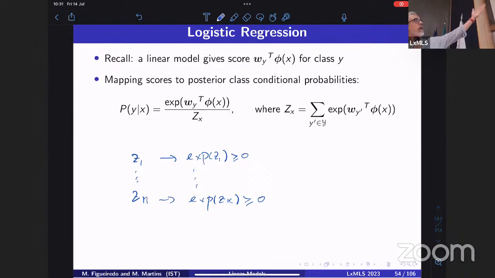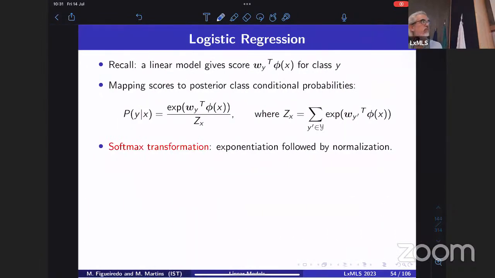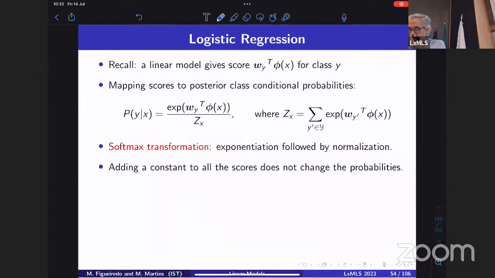It's written there. So we exponentiate each component of the score, each W_y transpose phi, and then you divide by the sum of these exponentials. And now you're guaranteed to have a collection of numbers that are larger or equal than zero and sum to one, okay? And this is called the softmax transformation, exponentiation followed by normalization. It goes by many other names, maximum entropy, logistic transformation, but let's call it softmax for now. I'll explain later why it's called softmax. We'll come back to that.